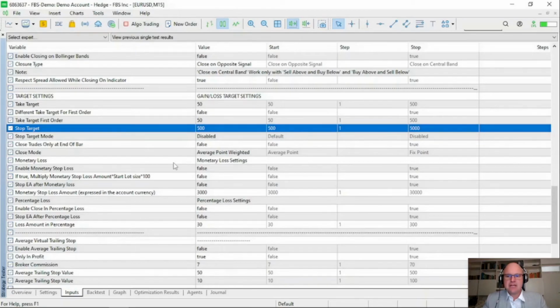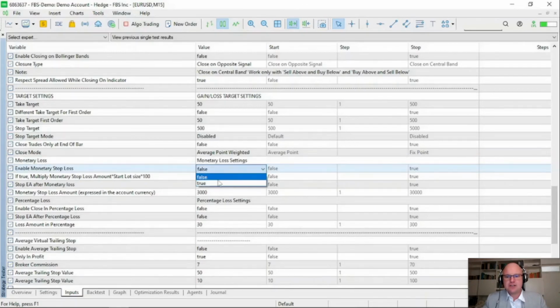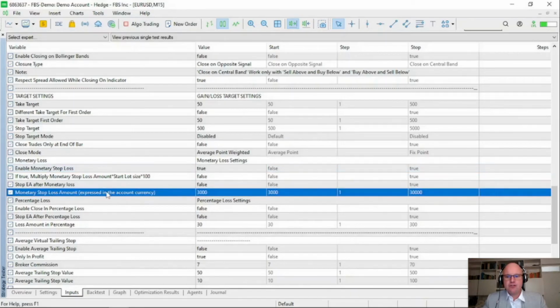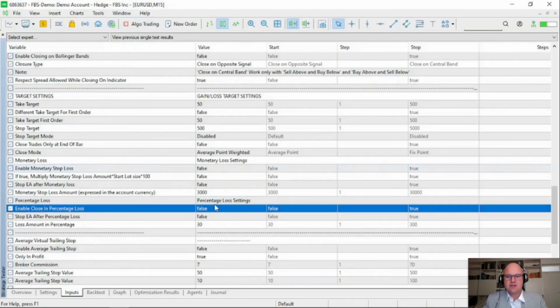Next option available is our monetary loss settings. To enable this function, simply select the Enable Monetary Stop Loss function, and this is expressed in account currency terms. You also have a Multiply Monetary Stop Loss Amount function, where you multiply the start lot by 100. You also have the option to stop Dark Venus after it hit its monetary loss. And remember, when you are using the monetary stop loss amount, it is expressed in your own trading account.